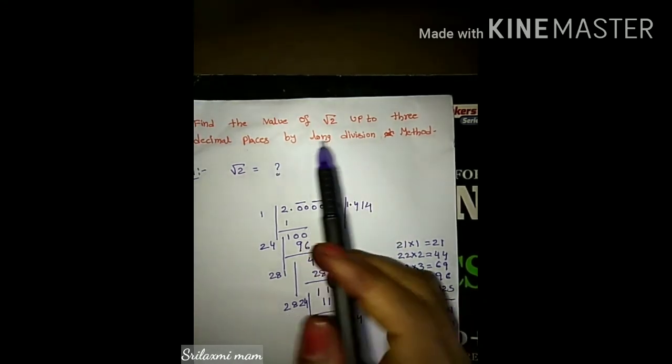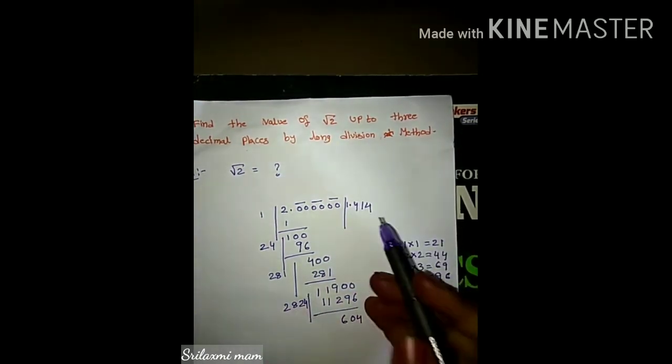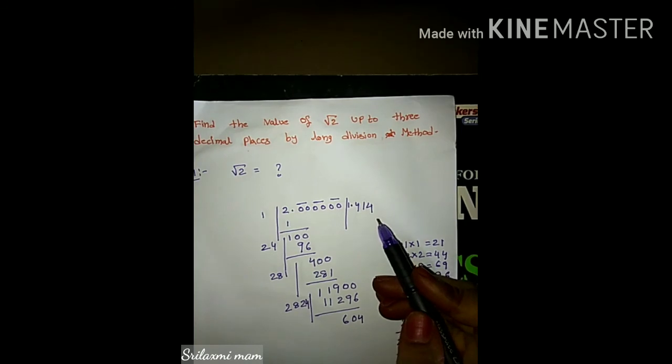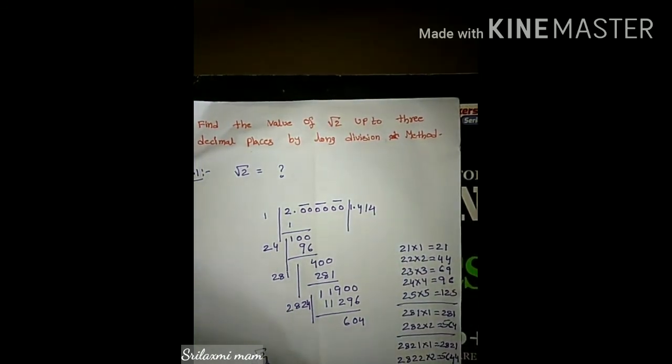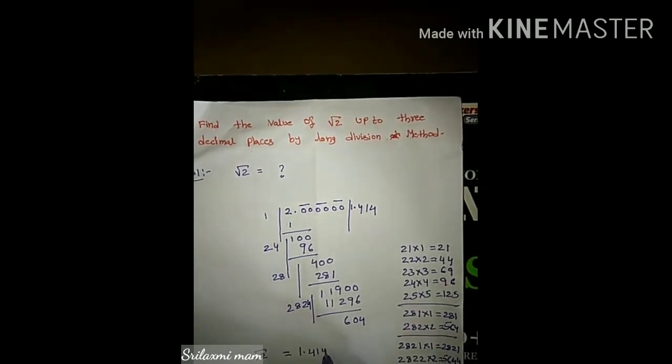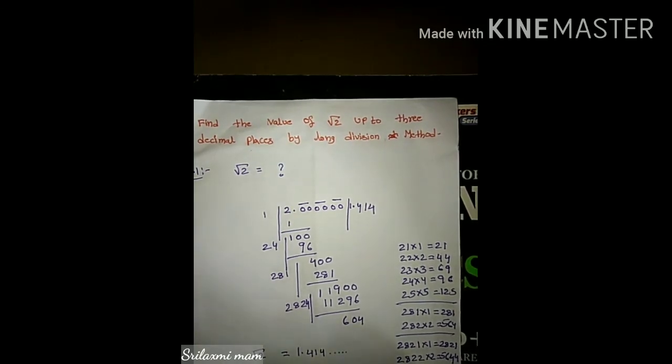In this sum, if asked up to 4 decimals, we continue the same process. So root 2 equals 1.414 and so on. Thank you.